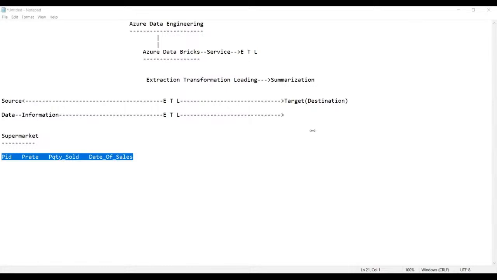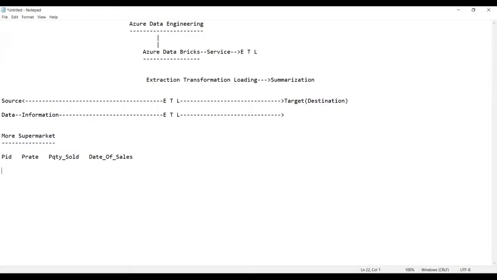Okay. So now guys, what is it called? Product ID, product rate, product quantity sold, and date of sales. These are the columns, the column information of a supermarket. Let us make it a More supermarket, guys. And this is the information of the More supermarket. Day-wise sales is recorded. Can you see here, all of you?